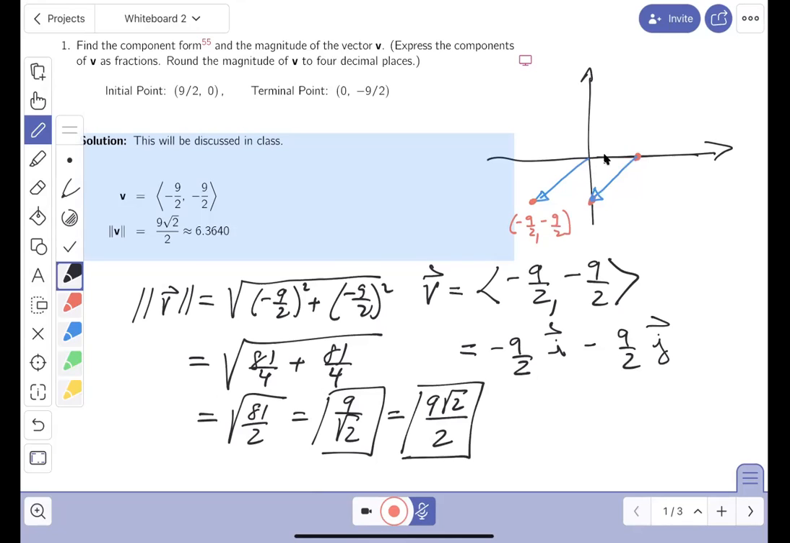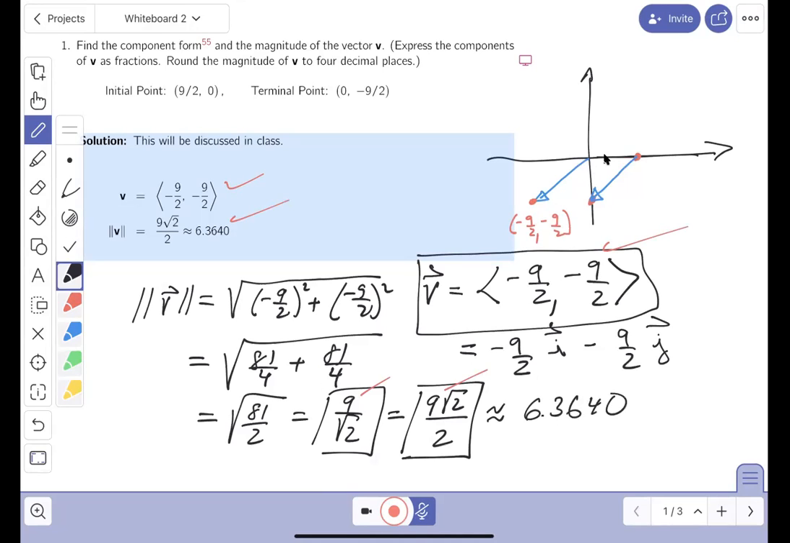All right. So what did they ask for? They asked for the component form, and they asked for the magnitude. Let's see if we got the right answer. Over here, I see this, and I see this. By the way, approximating, you need a calculator to do that, and I'm hopeful that you're able to use a calculator. But again, if not, come by during office hours, and we can discuss that. It's approximately 6.3 something. Okay, let's go to the next page.